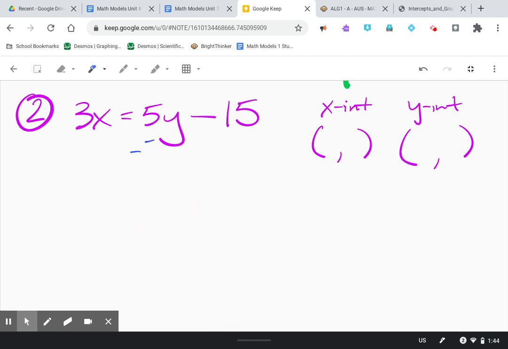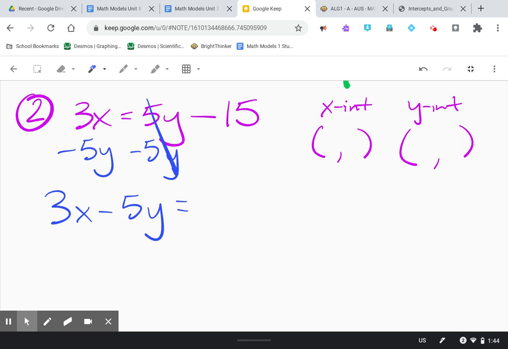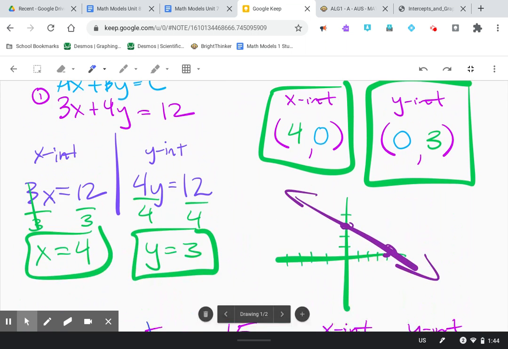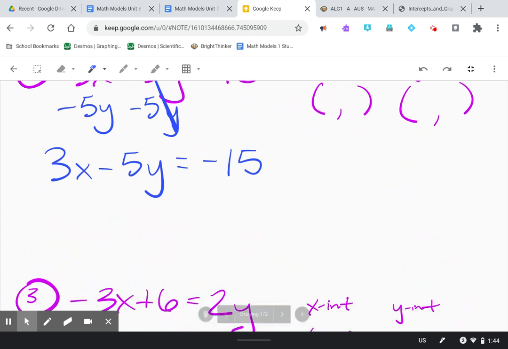Well, in order to do that, I need to move the 5y over so that I end up with 3x minus 5y equals negative 15. Notice that negative stayed there. And now I'm in standard form. I'm already ready to do this.